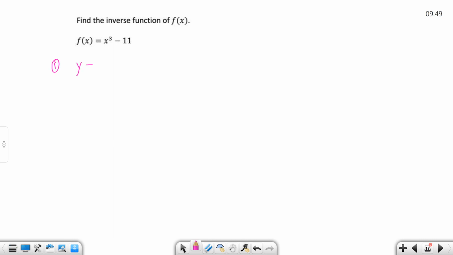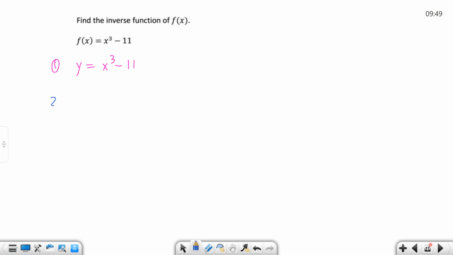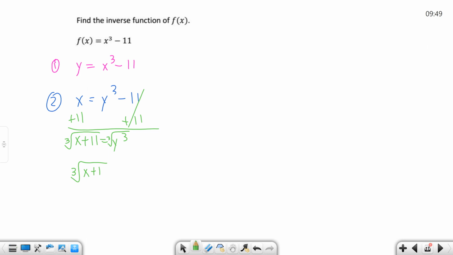So step 1 is y equals x cubed minus 11. And then step 2 is going to be x equals y cubed minus 11. And then step 3 is where the magic happens, right? So we're going to add 11 to get y by itself, well, y cubed right now. And we get x plus 11 equals y cubed. But how do I get y? So I'm going to take the cube root of this side and the cube root of everything over there. So the cube root of x plus 11 equals good old y.